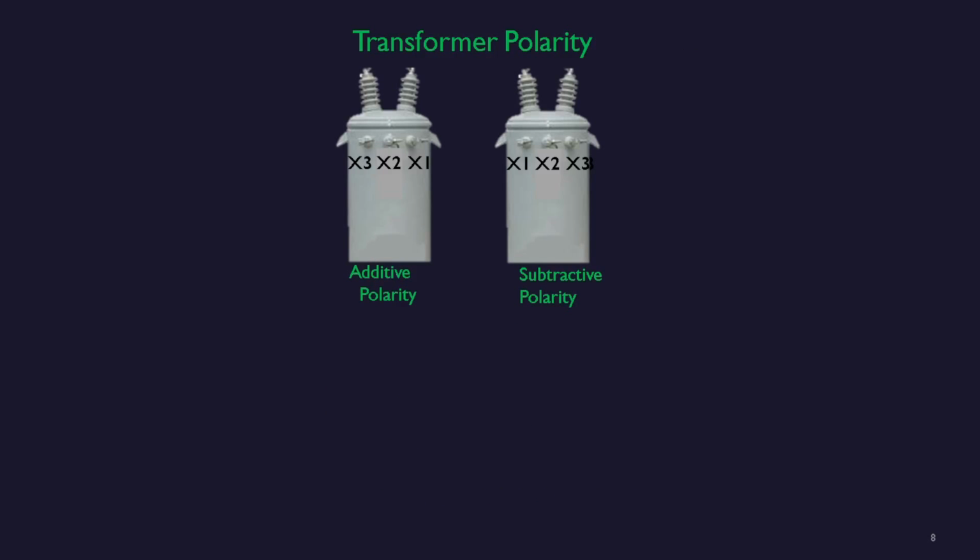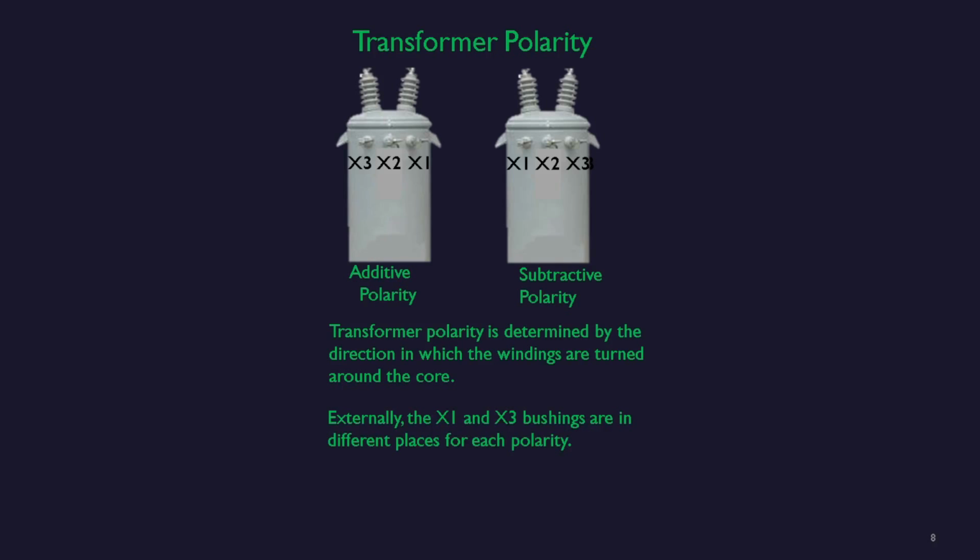Distribution transformers can be either additive polarity or subtractive polarity. This is determined by the direction in which the windings are turned around the core. Externally, the X1 and X3 bushings are in different places for each of the polarities. X1's on the right, X3's on the left on additive polarity. X1's on the left, and X3's on the right for subtractive polarity.